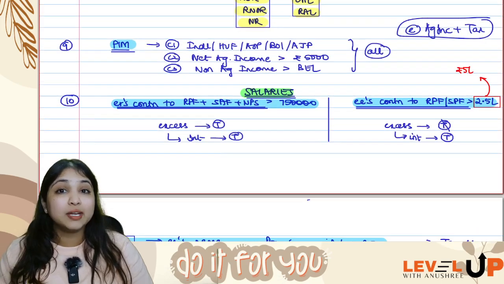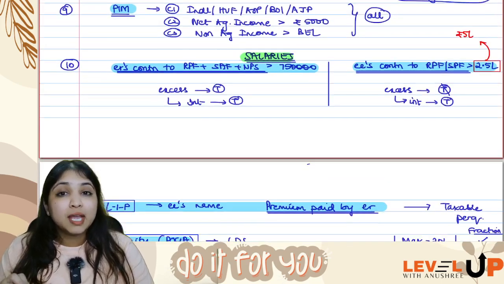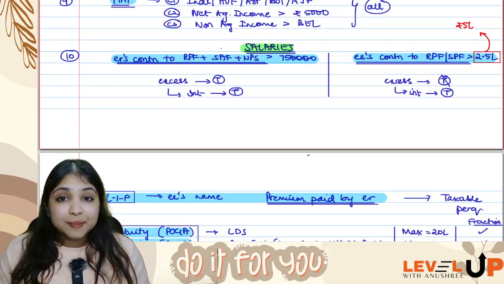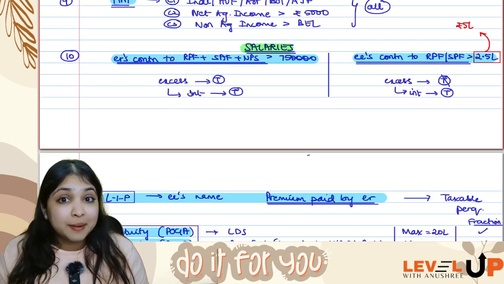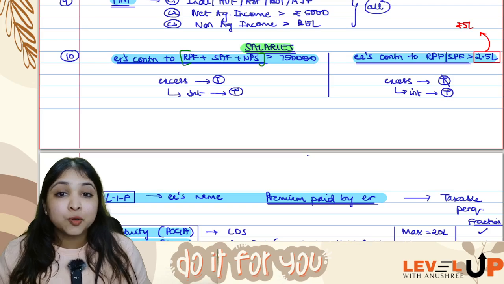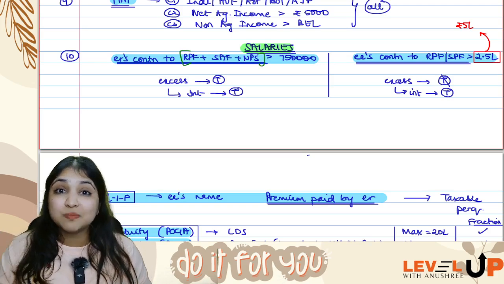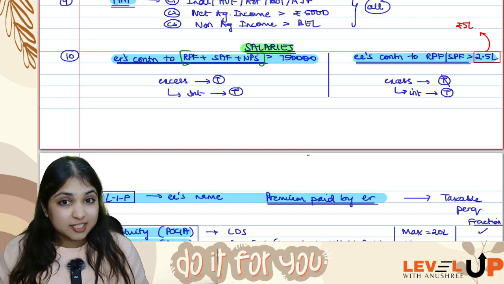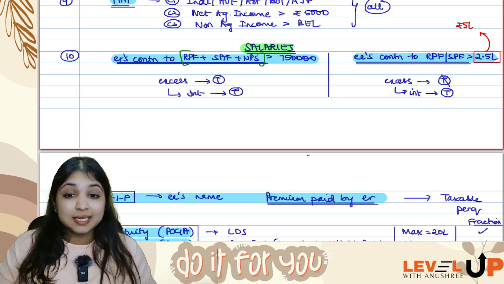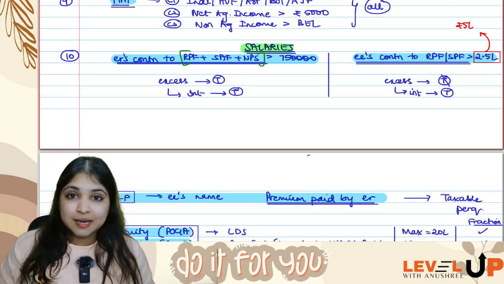Then coming to the next point, the salaries chapter. If the employer's contribution to RPF plus superannuation fund plus NPS, three things put together, is more than 7,50,000, you will find the excess. The excess will be taxable as a perquisite. On the excess, the interest will also be taxable as a perquisite.